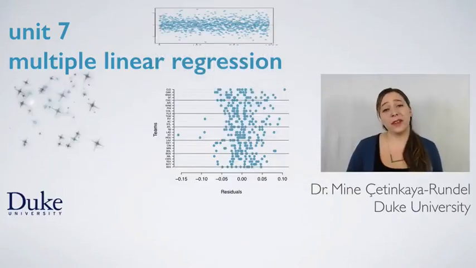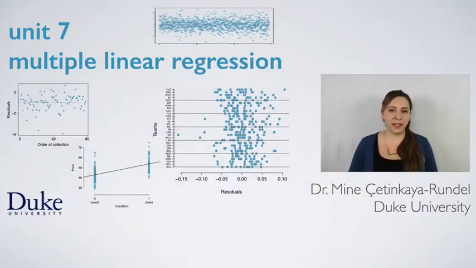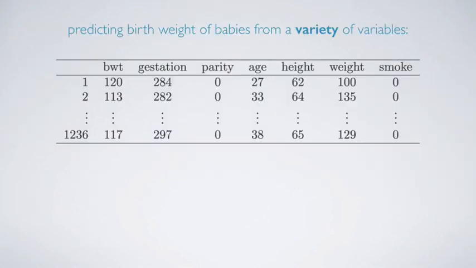Welcome to the seventh and last unit of Data Analysis and Statistical Inference. We end the course with a discussion on multiple linear regression. Take a look at this data set of 1,236 observations, where we have data from birth weight of babies, as well as a variety of variables on the baby, the birth, or the mother.